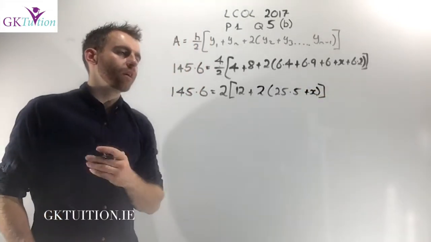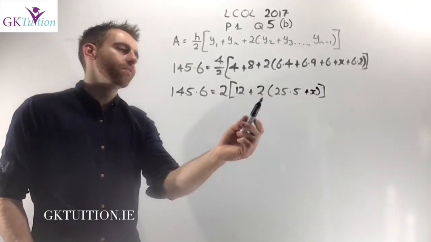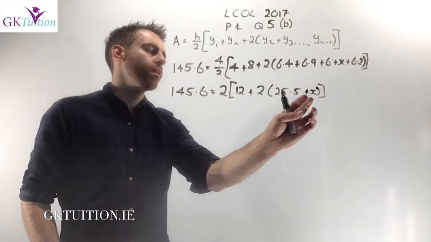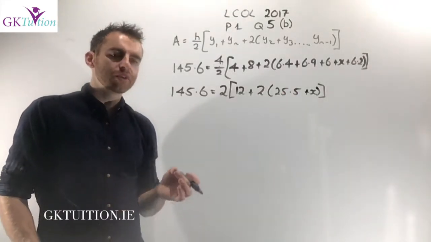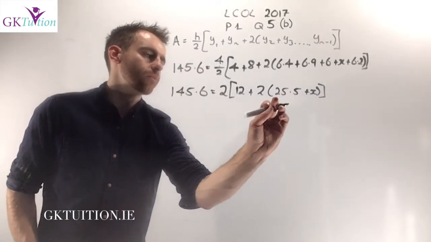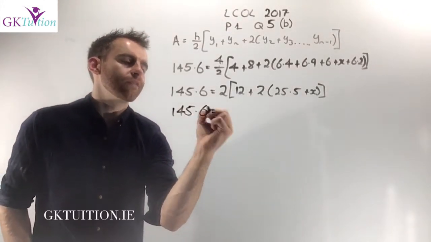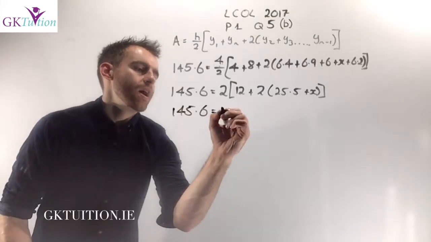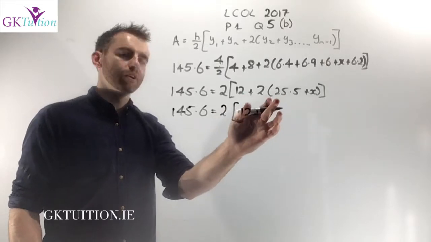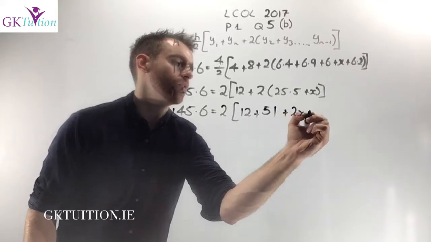So notice what we did there. All I did on that line was 4 divided by 2 is 2, 4 plus 8 is 12, and I simplified these terms in the brackets. It's 2 multiplied by 25.5 plus x. What I could do on the next line is multiply 2 into the bracket. So if we just continue on here, the left hand side will stay the exact same. And then it's 2 times, in my bracket I have 12 plus 2 multiplied by 25.5 is 51. And 2 multiplied by x is just 2x.